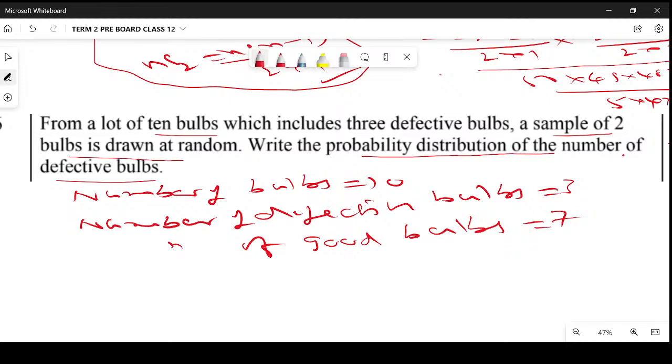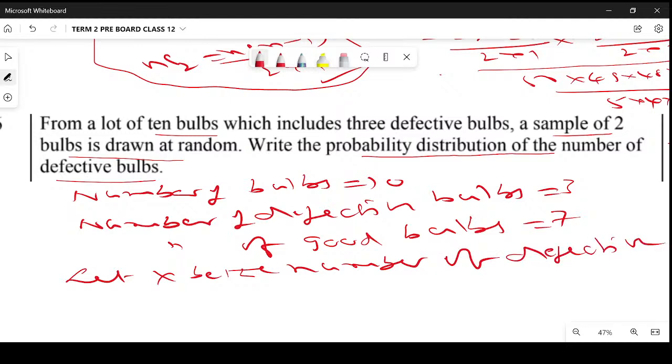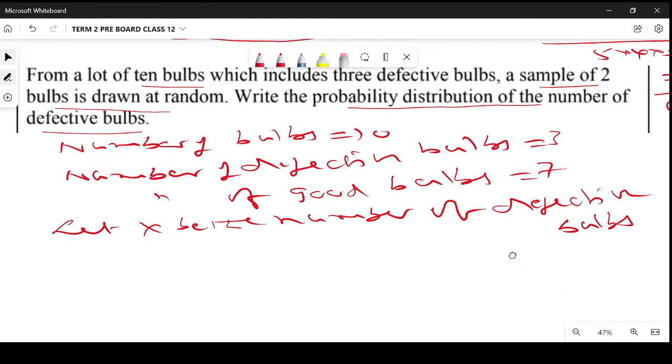What is the probability distribution of the number of defective bulbs? You can consider, let X be the number of defective bulbs. So when they are asking the probability distribution of defective bulbs, I can consider X equal to 0.